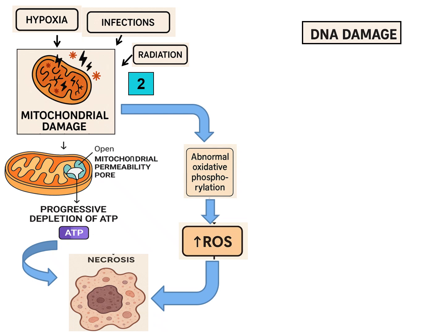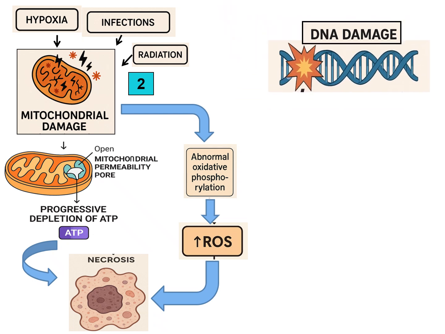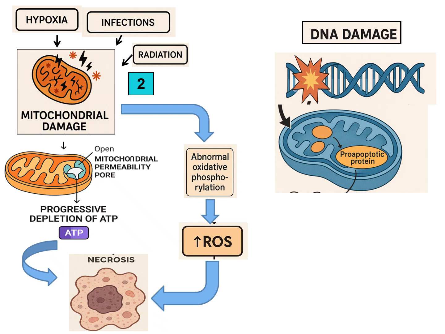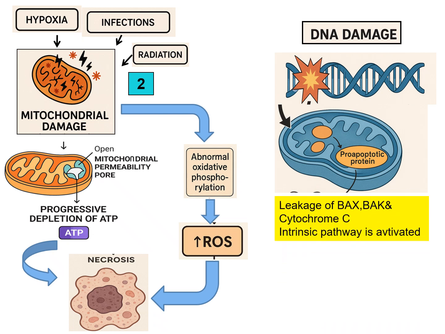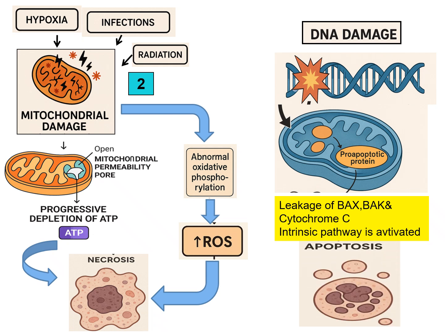When there is DNA damage or lack of self-sufficient signals, what happens is there is leakage of pro-apoptotic proteins, that is BAX, BAK and cytochrome C, because of increased mitochondrial permeability, and because of this there is intrinsic pathway activation causing apoptosis.